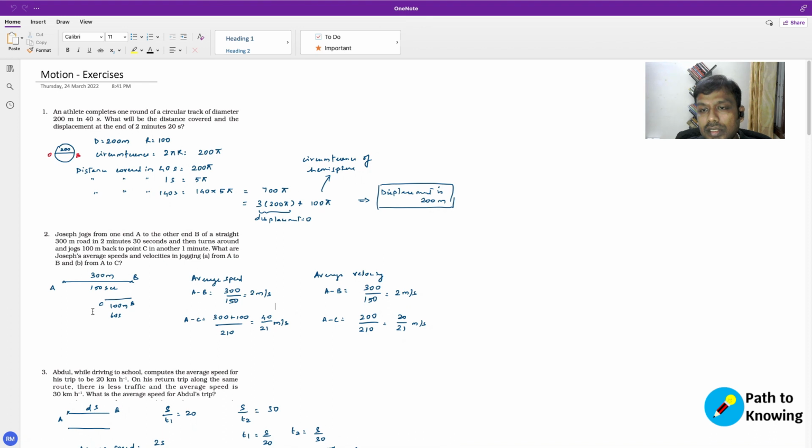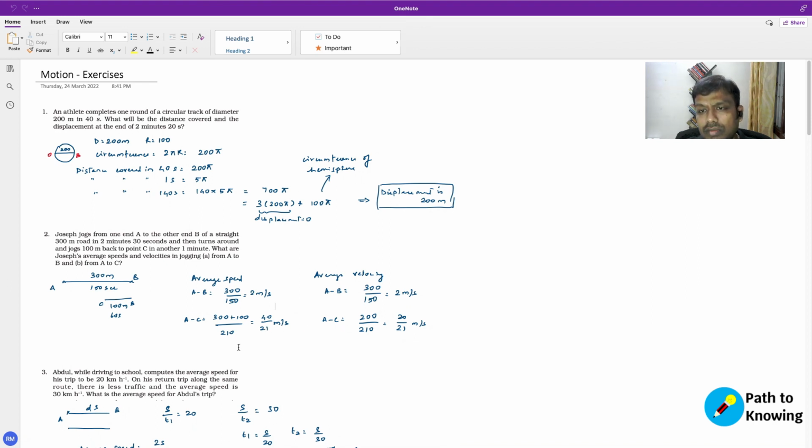Right. So between A and C, the average speed is the total distance covered, which is the distance between A and B plus the distance between B and C, which is 300 plus 100, and the total time, which is going to be 150 seconds plus 60 seconds, which is going to be 210 seconds. So the average speed is going to be 40 over 21 meters per second.